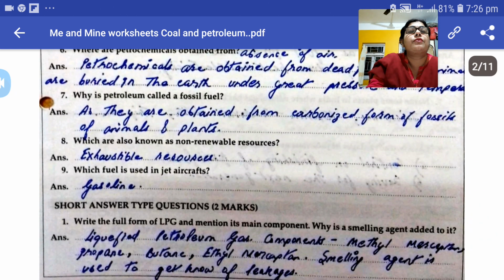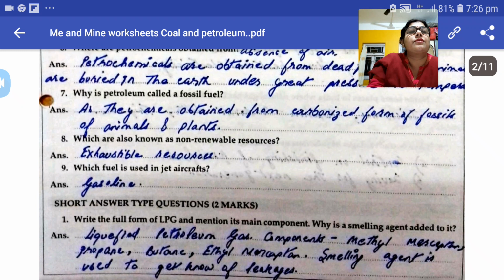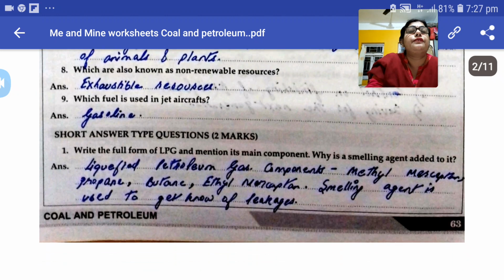Then why is petroleum called a fossil fuel? As they are obtained from carbonized form of fossils of plants and animals, which are also known as non-renewable resources. Exhaustible are also known as non-renewable resources. Which fuel is used in jet aircrafts? Gasoline.